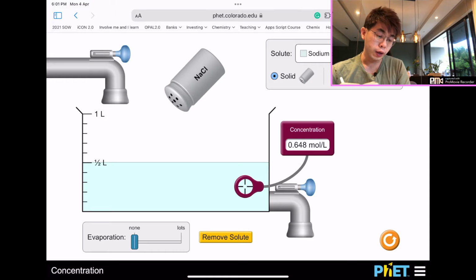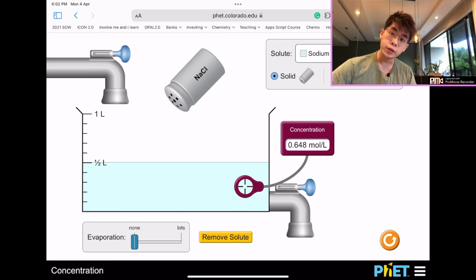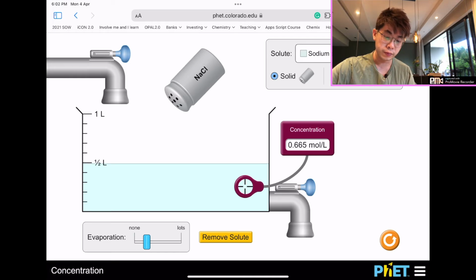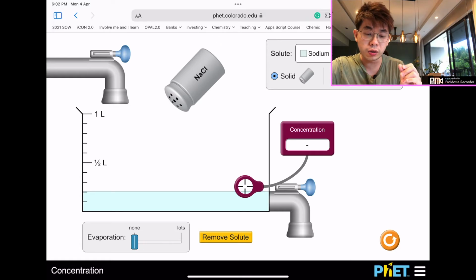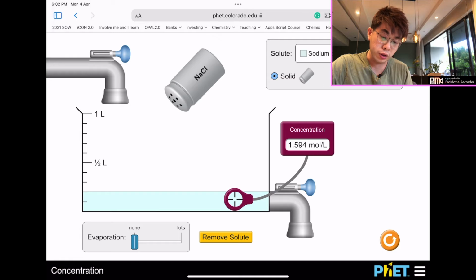Now what happens if I evaporate the soup? Would it become saltier? Will it become more concentrated if I evaporate the soup? Let's watch the concentration as I do the evaporation. As you see, when I evaporate the water, the solute, which is the salt, remains there. So the concentration actually increases.